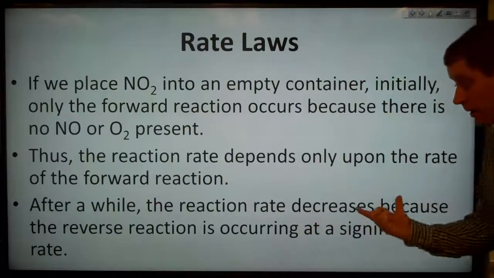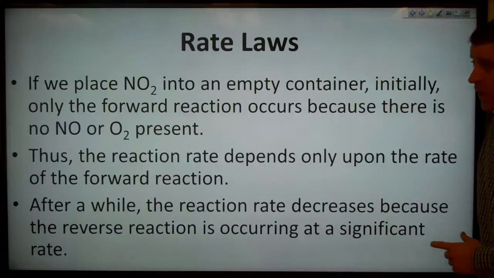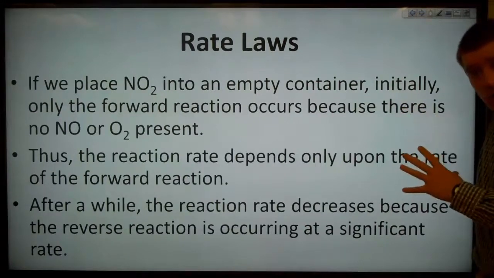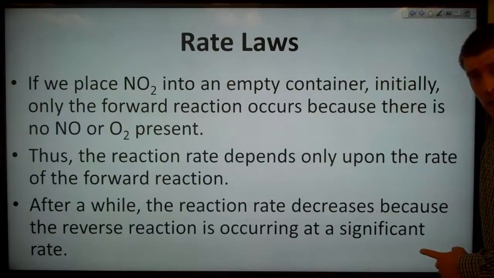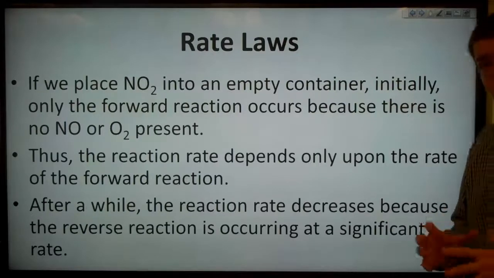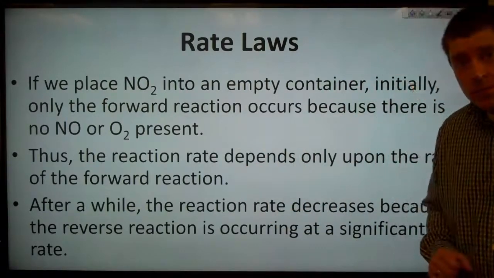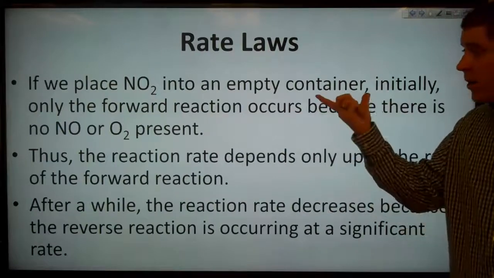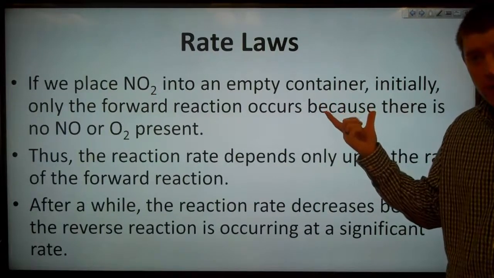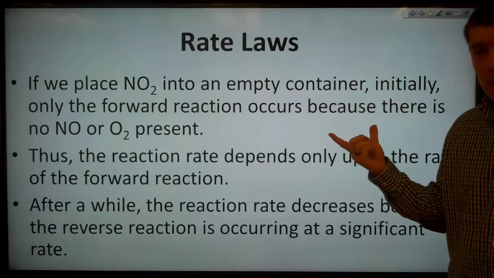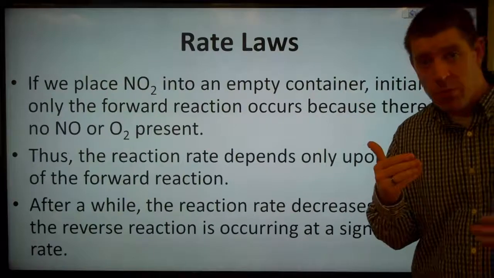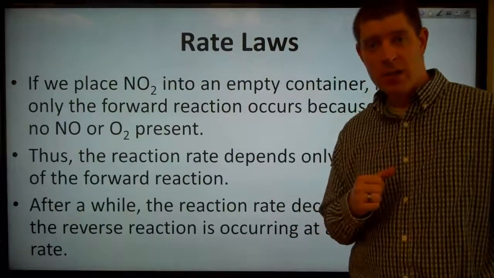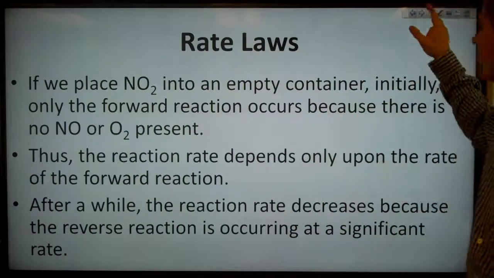But after a while, the reaction rate decreases for the overall process because the reverse reaction is occurring at some significant rate. That means we're now forming some more of our NO2, and our change in NO2 concentration over time is going to drop, because some of the forward reaction that occurs is being balanced by a backward reaction that's basically undoing the forward reaction.